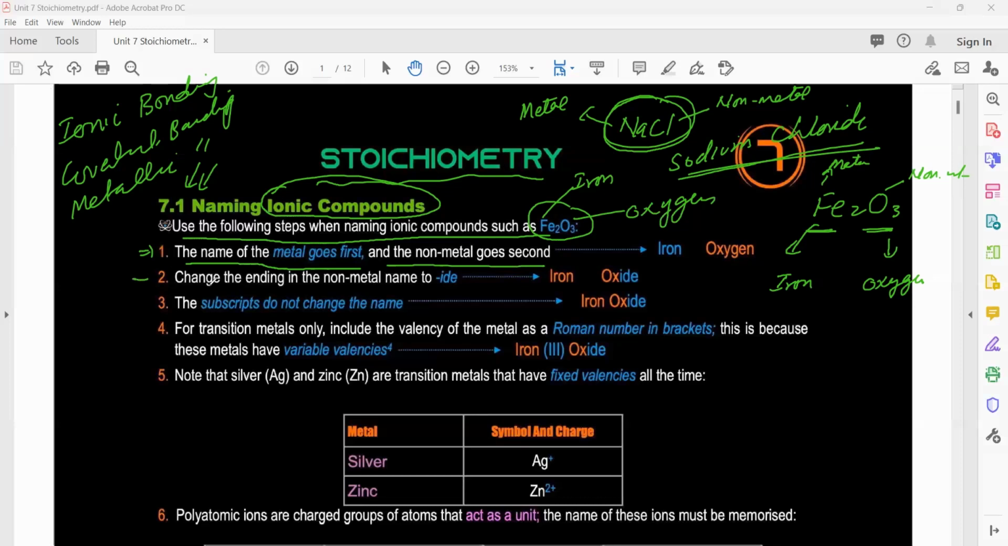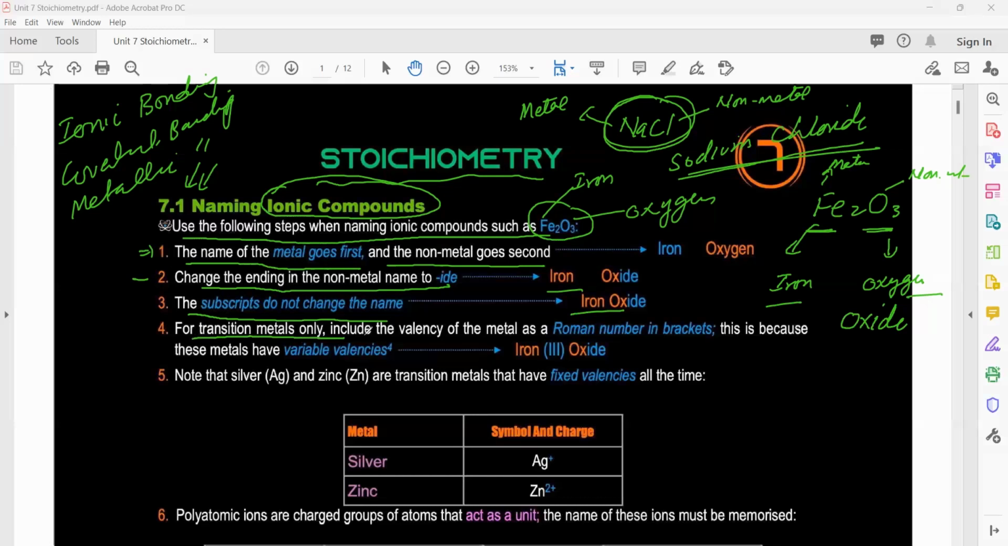Second rule, change the ending of the non-metal to -ide. For example, if you have oxygen, you will change it to oxide. Here you will remove this ending and add -ide. The subscripts do not change the name. So here you have iron oxide. The first one, the metal, you will not change; the second one, the non-metal, you will change.